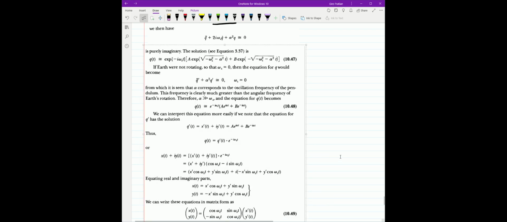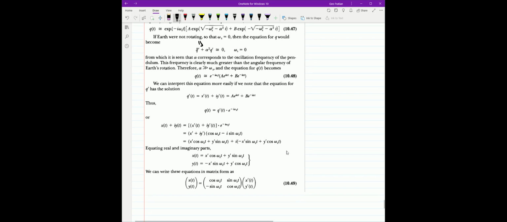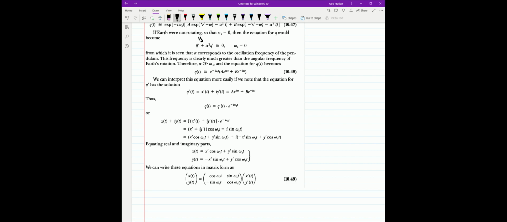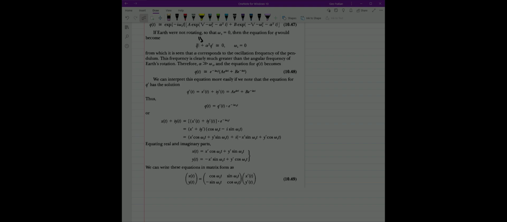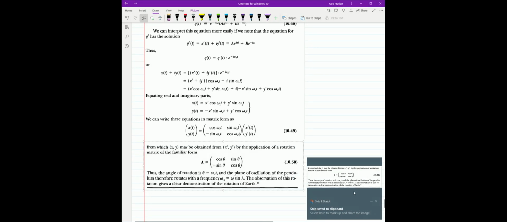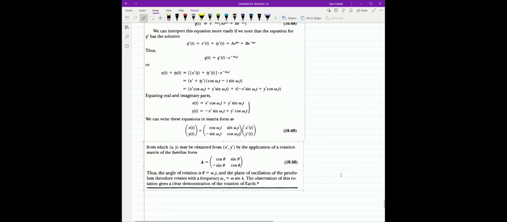It tells us that if the Earth was not rotating, then the equation for q would just be the simpler case, which gives the exact oscillation frequency of the pendulum. But this frequency is already much greater than the angular frequency of the Earth's rotation. So even if you take into account the Earth's rotational motion, it doesn't change the period of the pendulum much. If we do the math, we get the equations for x and y, and then we can write it as a rotation matrix, which gives us a clear demonstration of the rotation of the Earth.